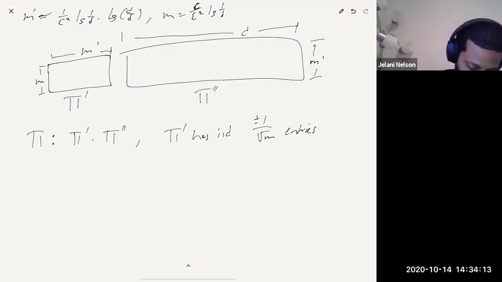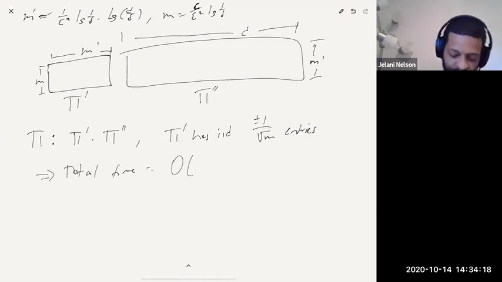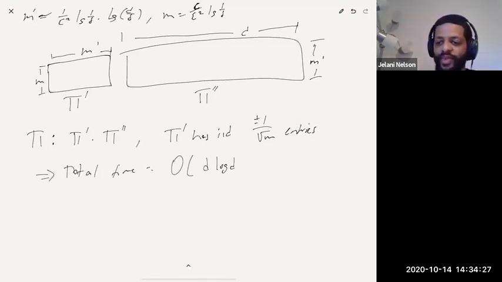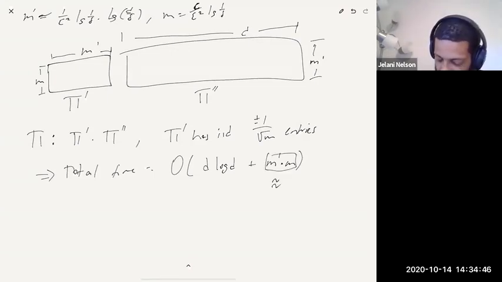So the total time is something like, well, the time it takes to apply pi double prime is D log D, mainly dominated by the fast Fourier transform or the fast Hadamard transform, right? And then now I need to apply pi prime, and that takes time basically M prime times M. And that's roughly, at most up to a log D factor, like M cubed or something. Right, up to the log D.